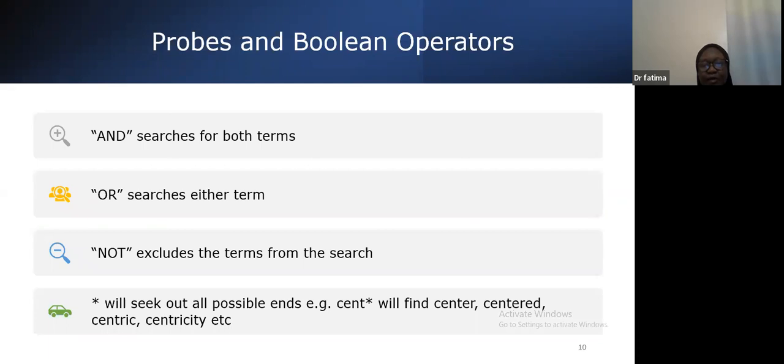So this is the probe that is usually given to the database in order to extract the articles you want, because the database is a pool, a repository for everything. So you have to define what you want it to bring out. Usually you use AND to combine terms, OR if you want it to choose either this or this, and NOT to exclude the terms you don't want, and asterisks to bring out every possible word that has the same stem. For instance, if you put cent with an asterisk after it, it will bring out center, centered, centric, centricity, and every word that is similar to cent.